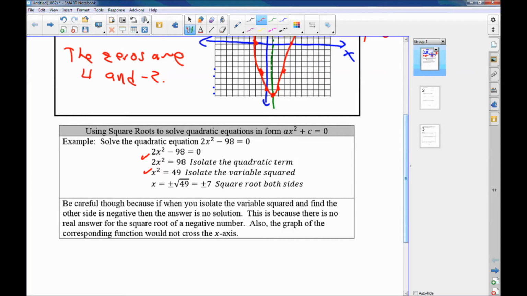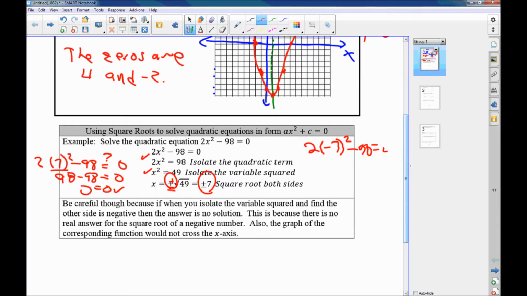Now when you take the square root of something, remember you have two answers. You have a plus and a minus answer here. So plus or minus root 49, which gives me two answers here, plus or minus 7, because this works out evenly. So 7 squared, if I check it here, 7 squared is 49. This turns into 49. 2 times 49 is 98, and 98 minus 98 does make 0. So it does work. And it also works for negative 7, because negative 7 squared is 49 also. So it looks just like the second step there.